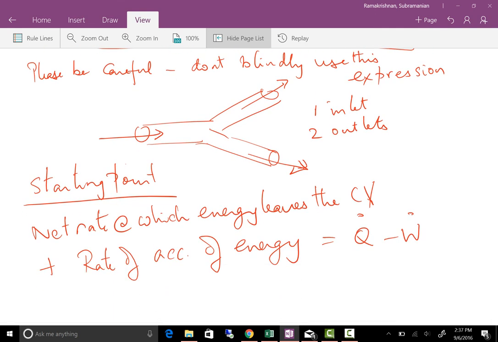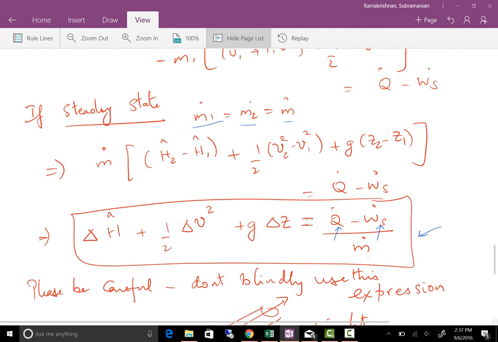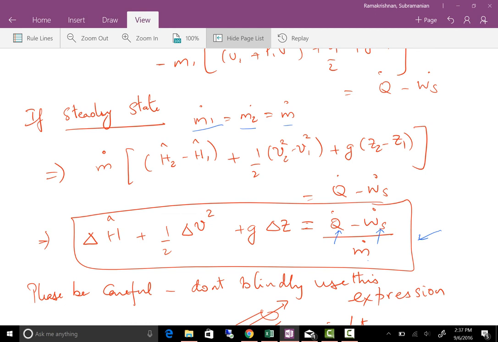The net rate at which energy leaves plus rate of accumulation of energy equal to Q dot minus W dot. I keep repeating this again and again because please don't go looking for formulas. Be comfortable with the definition of the energy balance and the sign convention and use that as a starting point for a lot of problems, right? And we will solve a lot of problems in this class in the energy balance. Again, please derive this energy balance on your own. You should be able to do this closed book.